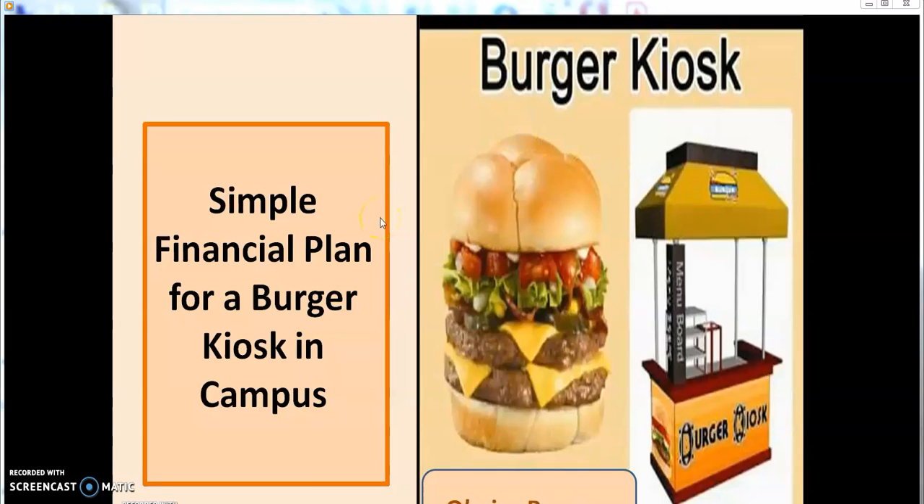Let's say you wanted to run a small business kiosk at your campus. So how are you going to go about doing it financially? Here, I will tell you how you go about planning simple financial aspects for a burger kiosk in your campus. The burger looks scrumptious, right? And the burger stall looks so neat and sturdy, ready to welcome all burger lovers on campus. Yay, let's plan to have one.